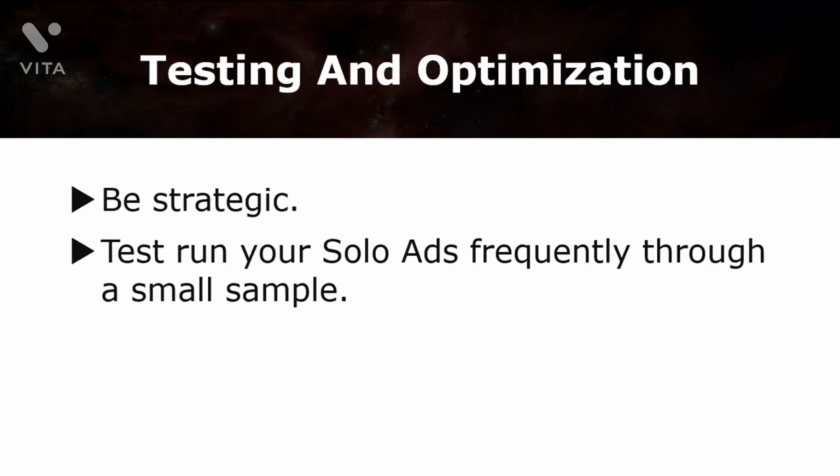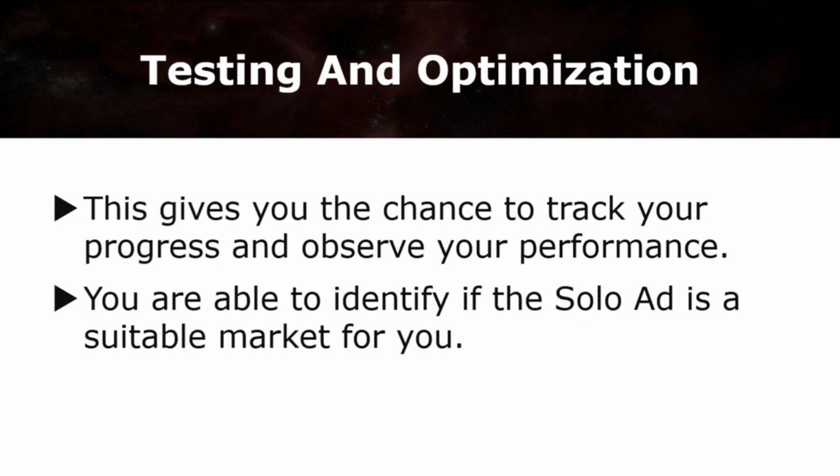Testing and optimization. Always be strategic in your solo ad journey and test run your solo ads frequently through a small sample. As I stated previously, test small, scale small, and go bigger. For instance, when you have found a particular mailing list that suits your market and the sample size is 100,000, what should you do? For the first run, you should try only to take 10% of the solo ad block, which means you select 10,000 lists from the entire block. This gives you the chance to track your progress and observe your performance. You are able to identify if the solo ad is in fact the suitable market for you.